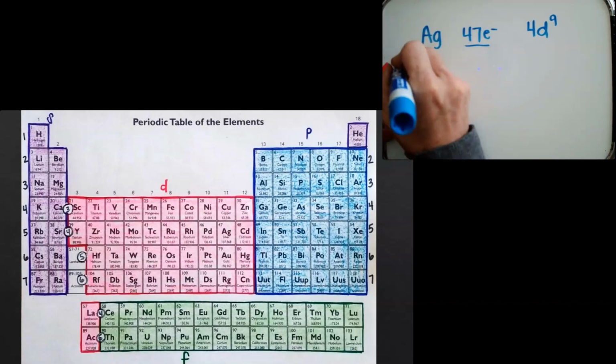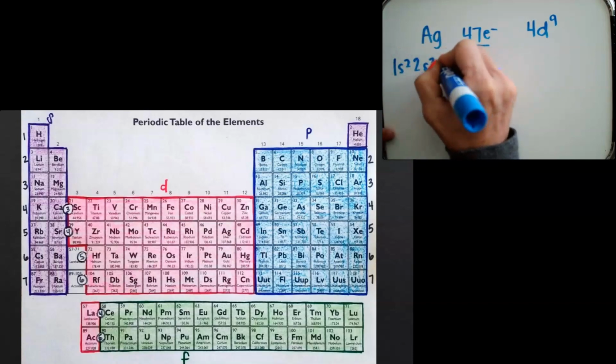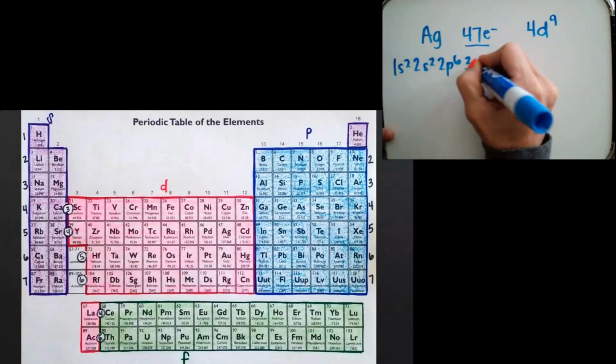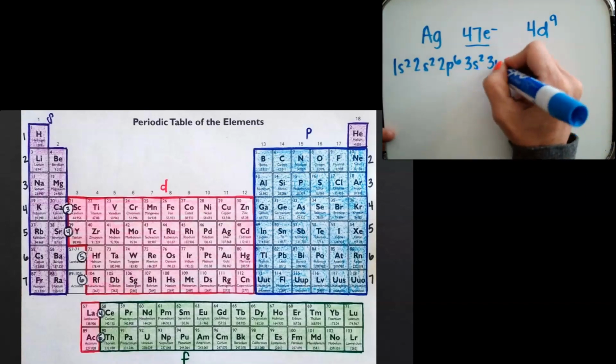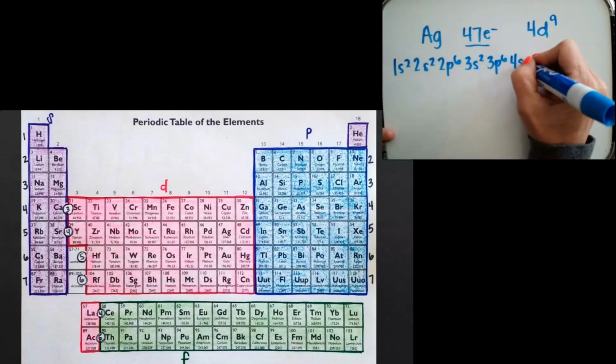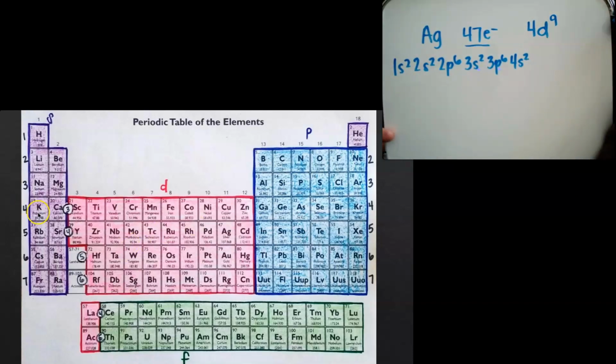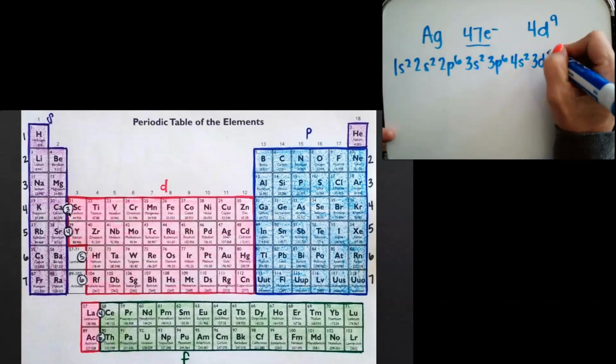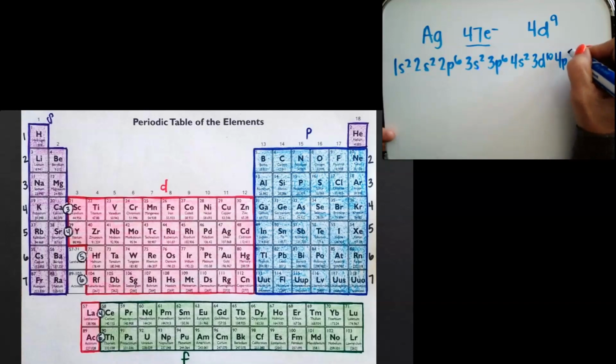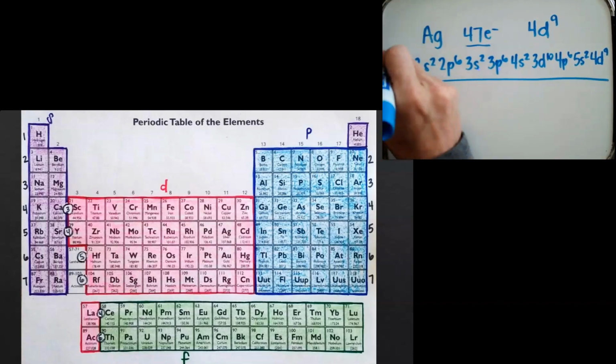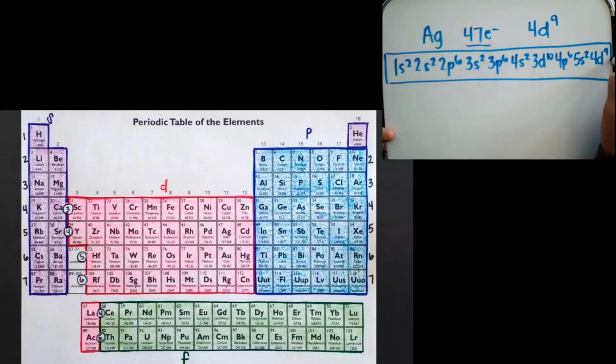So we're going to start with 1s2, 2s2, 2p6, 3s2, 3p6, 4s2. Remember, we are here now. So after 4s2 comes 3d10, followed by 4p6. I'm over here. Now I'm back to 5s2 and 4d9. And this is my electron configuration for silver.